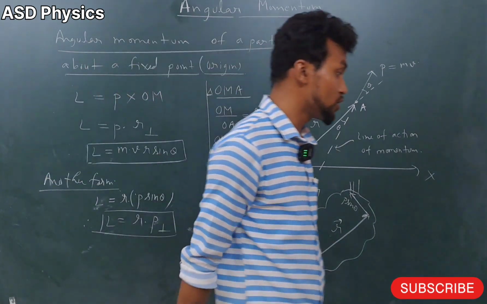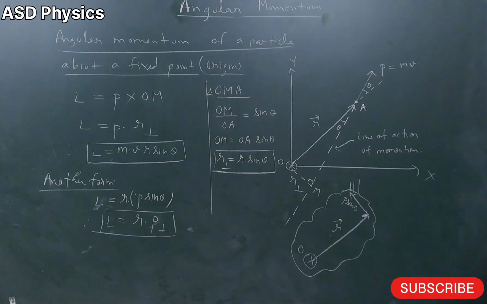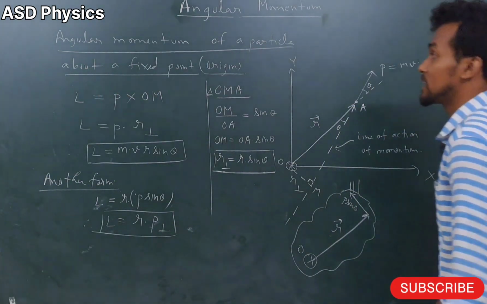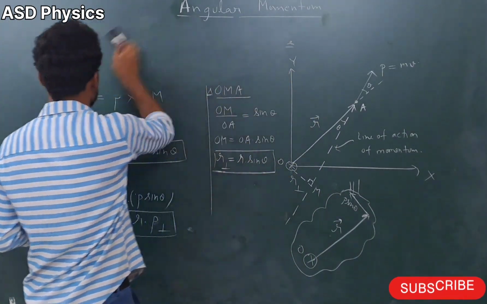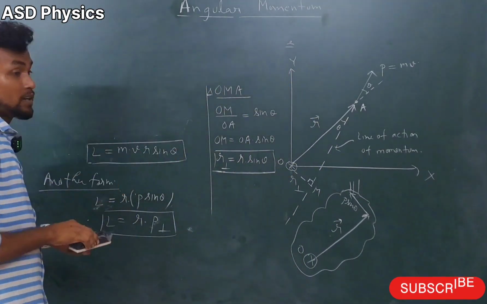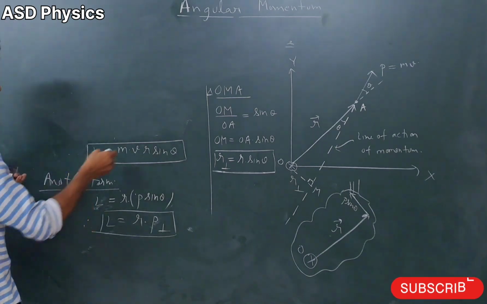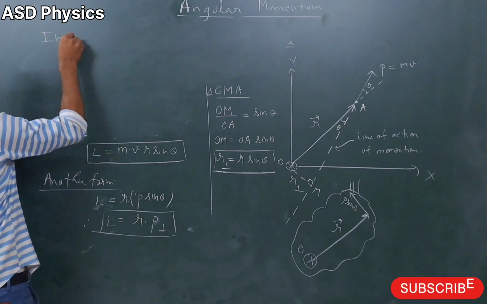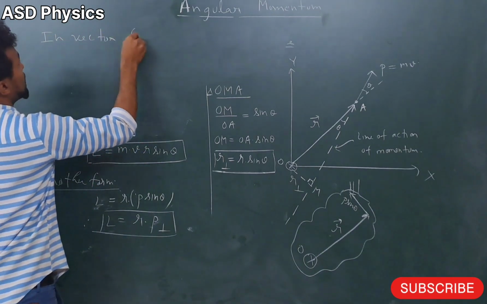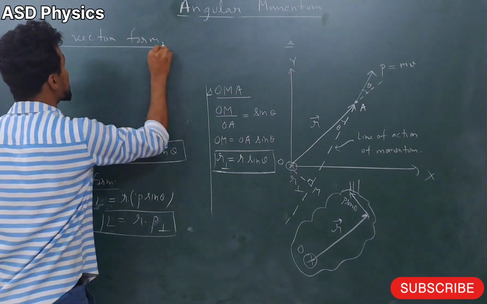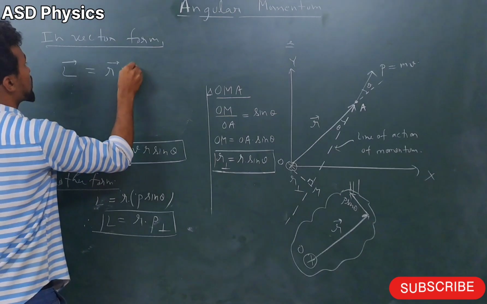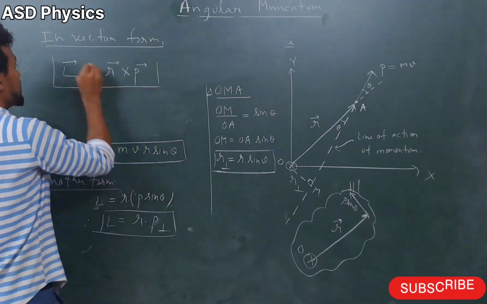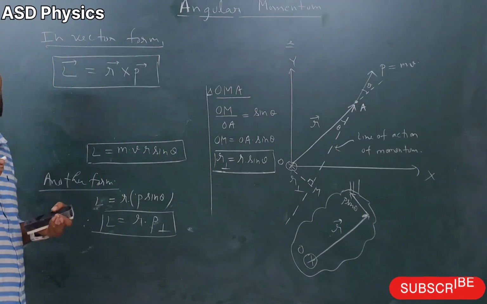Now guess please, what will happen, my dear students, if we write in vector form? Think please, in vector form. Because the formula is L equal to mvr sine theta or pr sine theta. So in vector form, it is given by L equal to r cross p.